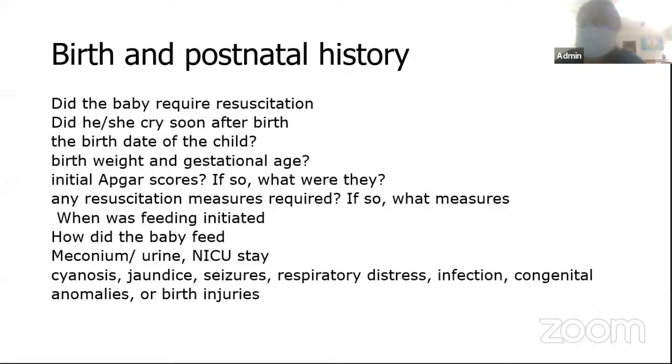In the birth and the postnatal history, did the baby cry soon after birth? Was any resuscitation needed? What was the date of birth, birth weight? What were the Apgar scores? And when was feeding initiated? When did the baby pass meconium and urine? Was there any NICU stay, and the indication for the NICU stay? In the immediate postpartum period, you have to ask about cyanosis, jaundice. These are the complications usually seen in the NICU: jaundice, seizures, respiratory distress, infection, any congenital anomalies or birth injuries noted at that time. All these have to be asked in detail.